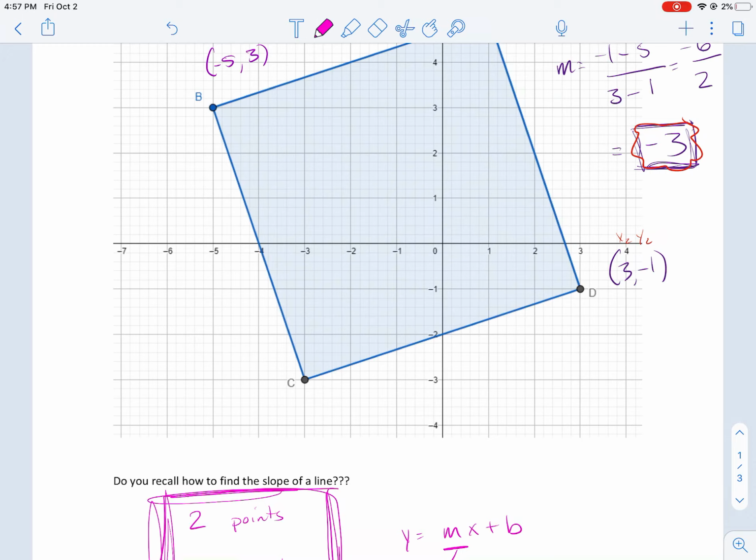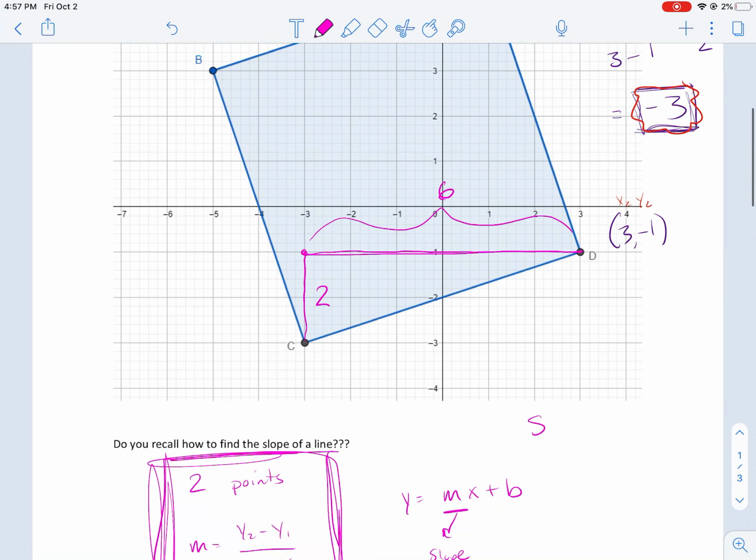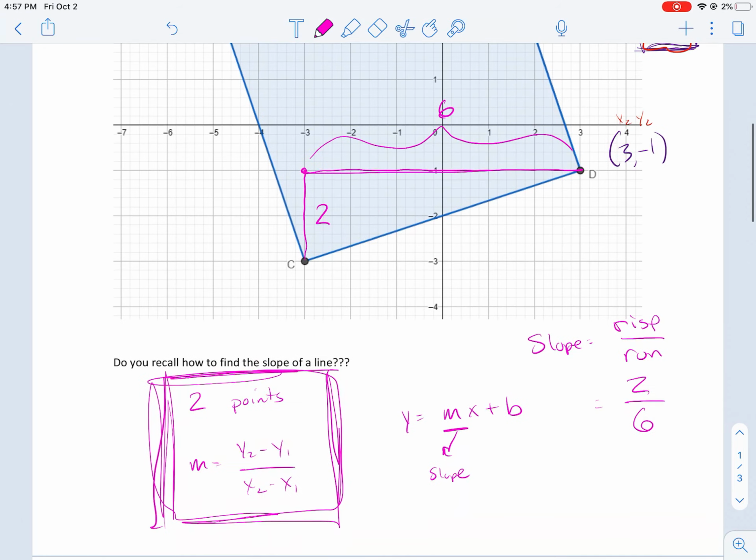So what you can do is you can count up. So I'm going to count up to this guy right here. Make sure it's even with the side over here. So I'm going to count this spot, which is going to be up 2. I'm going to count this spot up here, which is 6 units. So I'm going up 2 over 6. Remember, slope is rise over run. So in this case, our rise for DC is 2. Our run is 6. And so again, our slope is 1/3.